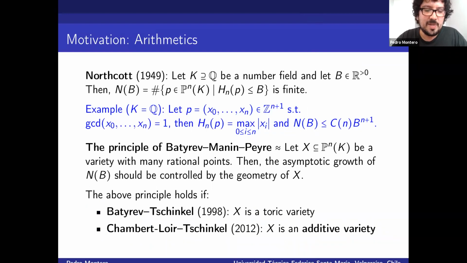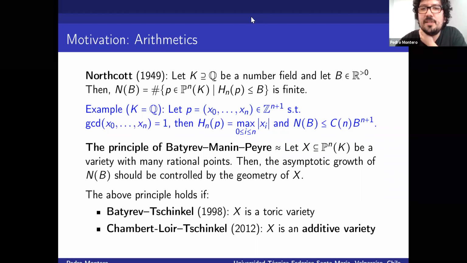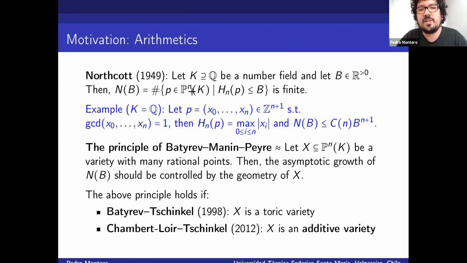So that's the geometric point of view and the geometric motivation. And there's another motivation to look at this kind of varieties that comes from arithmetic geometry. There's a very classical result in arithmetic geometry that says that if you have a number field, so a finite extension of Q, and you fix a positive real number, then you can look at the points in the projective space over this field that are of bounded height. And it turns out that if you fix a height bound B, this set is finite. That was a theorem of Northcott.